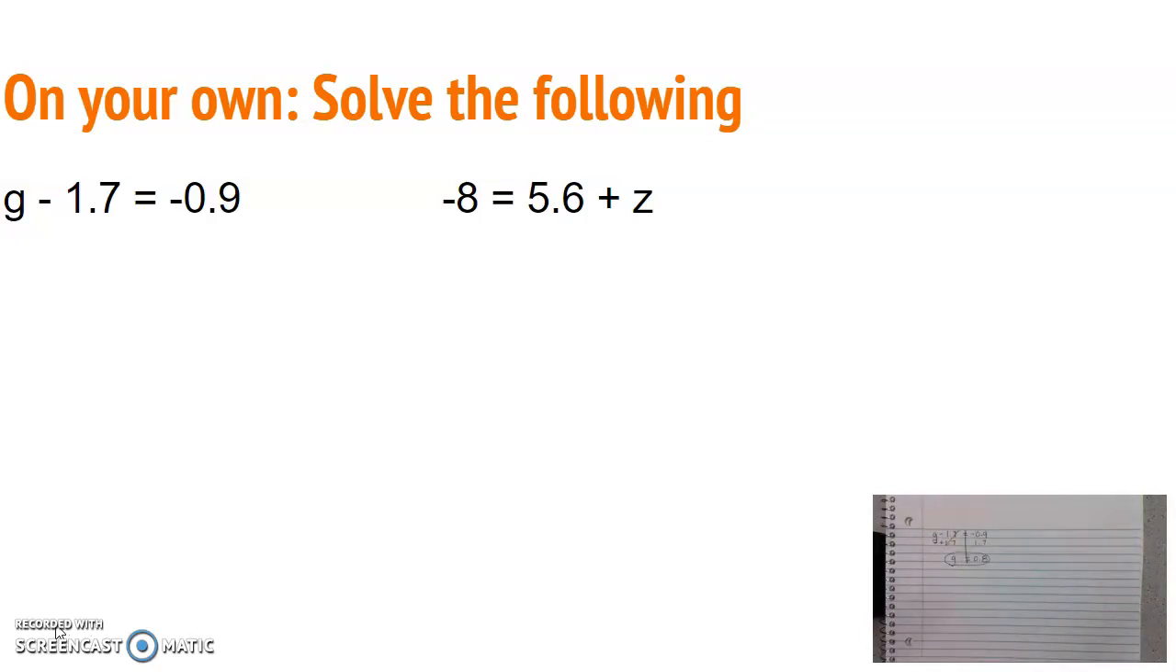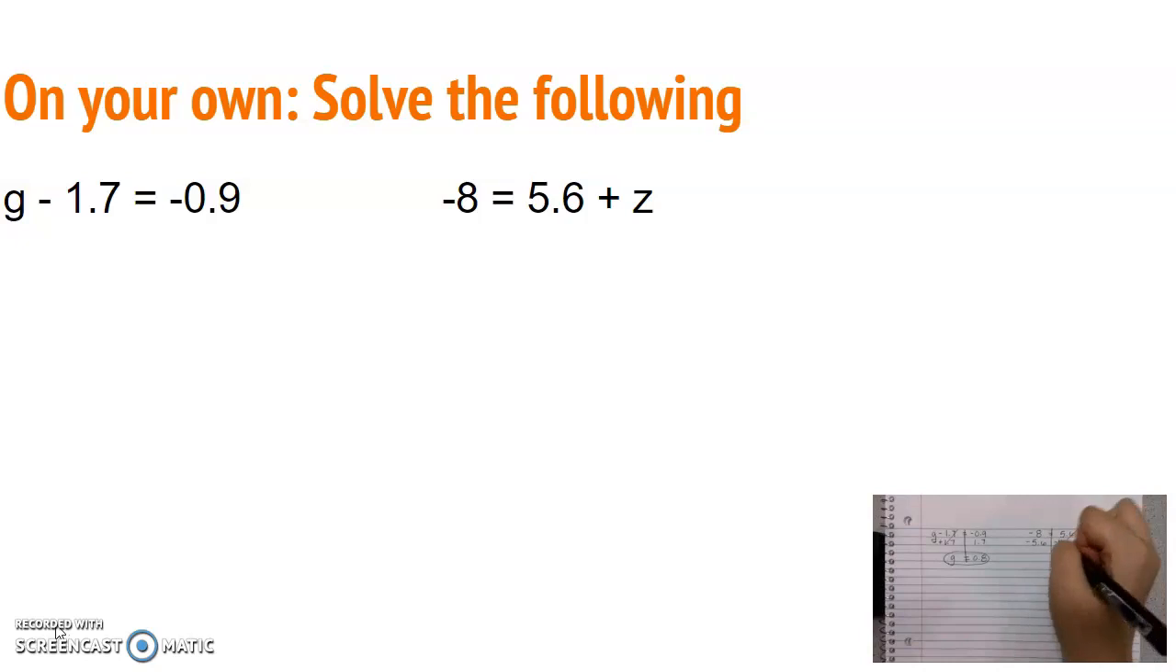The second one on this slide says negative 8 is equal to 5.6 plus z. Trying to get z all alone. So the only thing with it is a positive 5.6. Since my 5.6 is positive, I'm going to do the opposite of that. I'm going to turn it into a negative and subtract it from both sides.